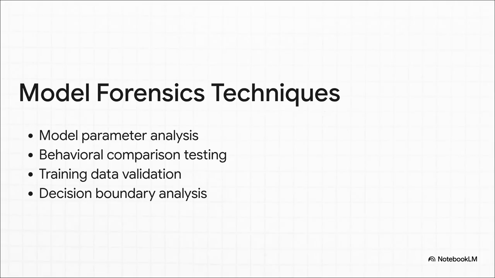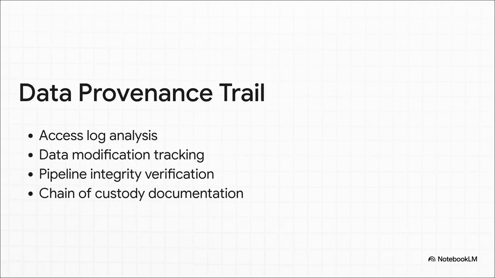So how in the world do you do that? Well, model forensics has its own toolkit. You're going to be analyzing the model's internal settings for any signs of tampering. You'll run tests comparing its behavior to a clean, trusted version. You have to go back and revalidate all the training data. And you might even analyze the model's core logic, its decision boundaries, to see if an attacker has warped its worldview. And all of that leads us to the crucial idea of data provenance.